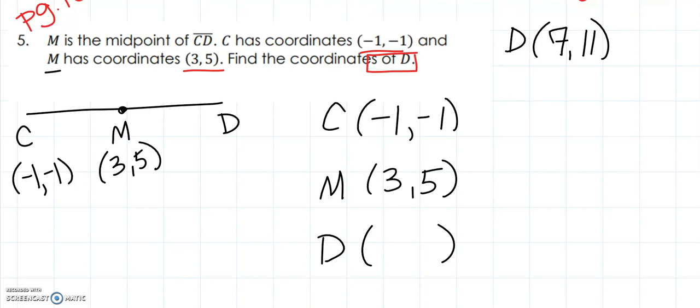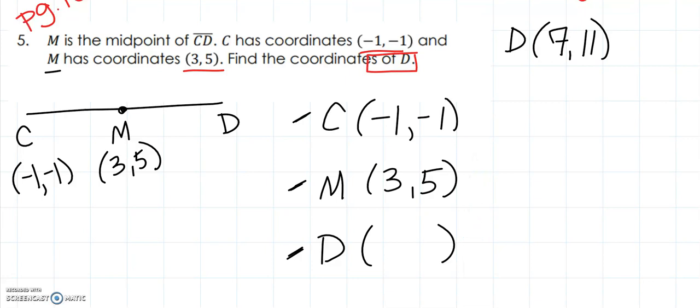This is how I start. I stack it up vertically. I start with the endpoint that I know right here at C. Then I put the midpoint right there in the middle, and then my missing endpoint at the bottom. Now, the concept of midpoint means that it should be equidistant to both of your endpoints C and D. Now, I'm going to use that concept to figure out how do I get coordinate D.